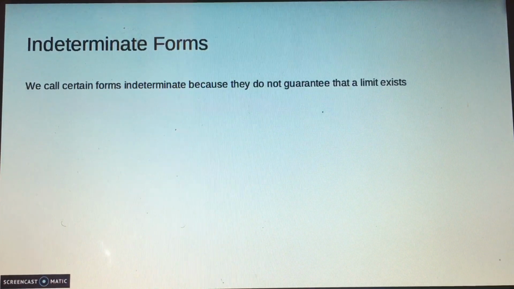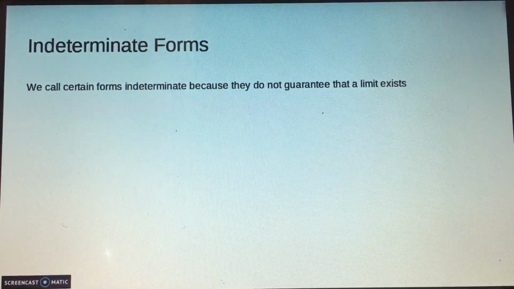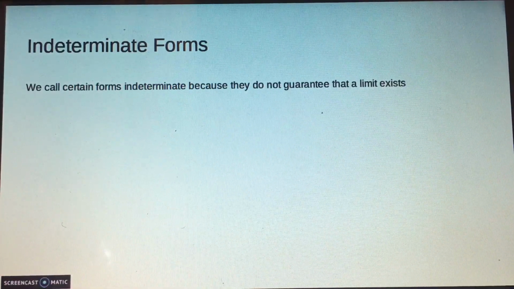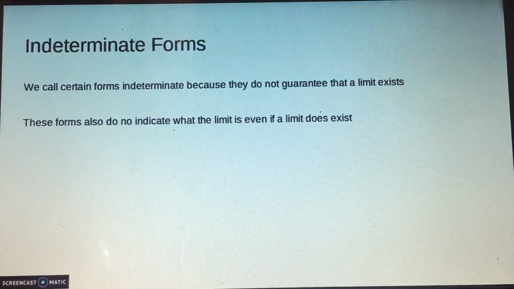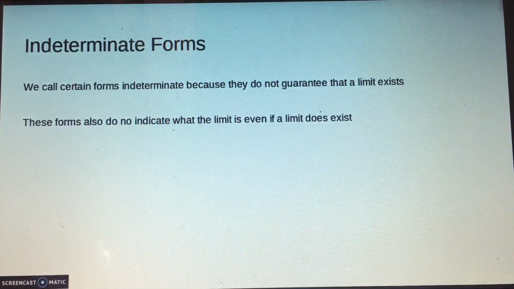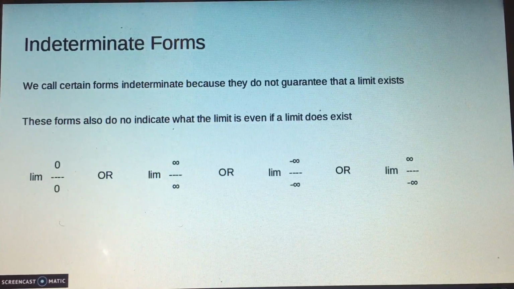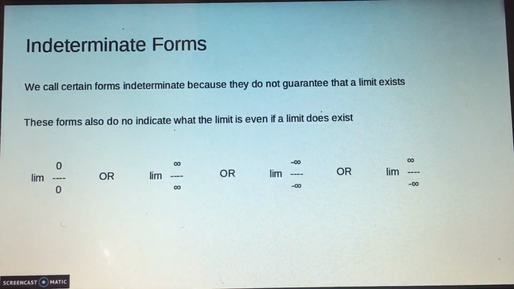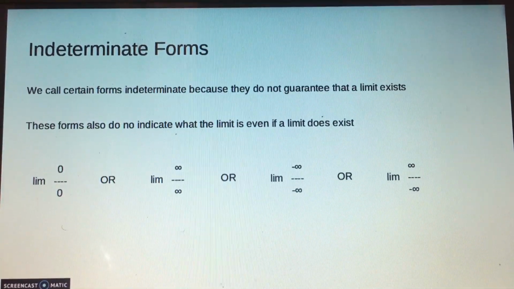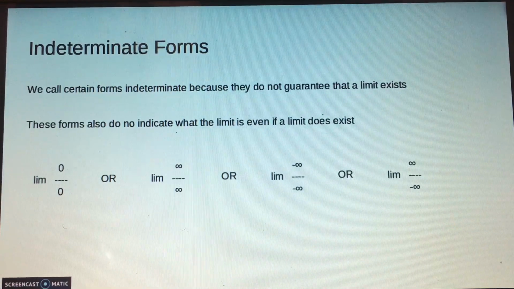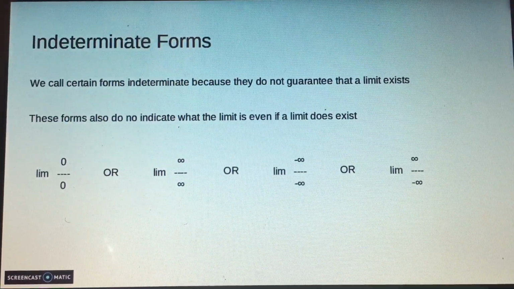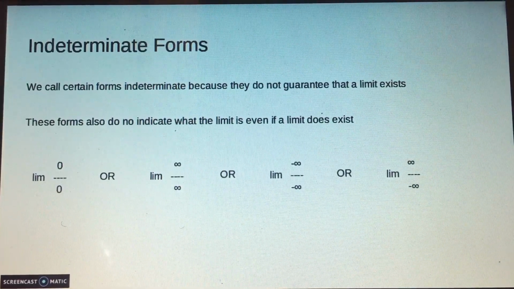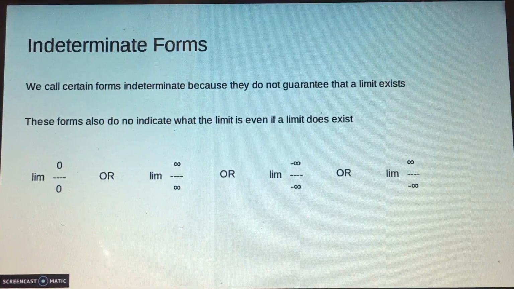We call certain forms indeterminate because they do not guarantee that a limit exists at that point. Likewise, these forms also do not indicate what the limit is, even if a limit could exist at that point. There are several indeterminate forms. These forms include the limit of 0 over 0, the limit of infinity over infinity, the limit of negative infinity over negative infinity, the limit of infinity over negative infinity, or the limit of negative infinity over infinity.